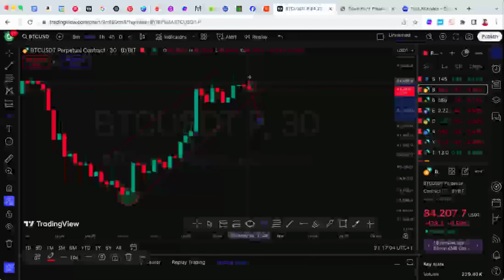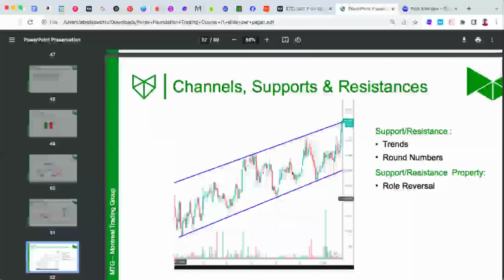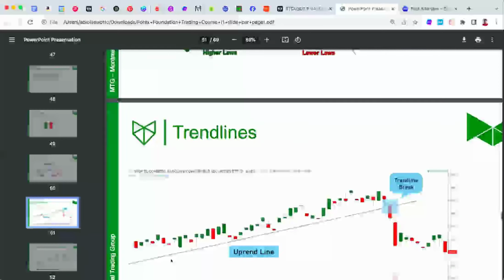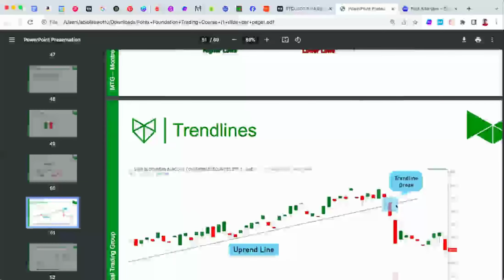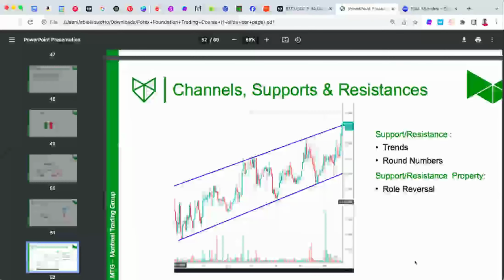So if the market from here broke this and came down here, so it broke out from the trend line. From the example we saw from the PowerPoint, we had an uptrend, and then it broke out from here, right? We know now that it's no longer going in an uptrend, it's moving downward. So now coming back to our channel, we have our support right here and we have our resistance here.